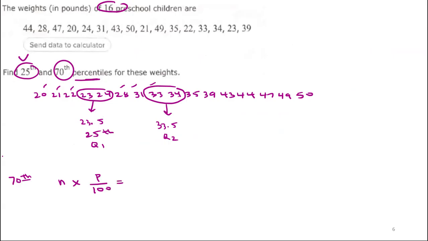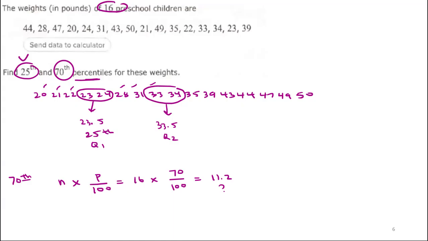Okay. So N is the number of items we have, which is 16. And then we're going to multiply that by P over 100. So P in this case is the 70th percentile, so 70. So 70 over 100. Okay. All right, so when we put this in the calculator, we're going to get 11.2. So what do we do with that number?